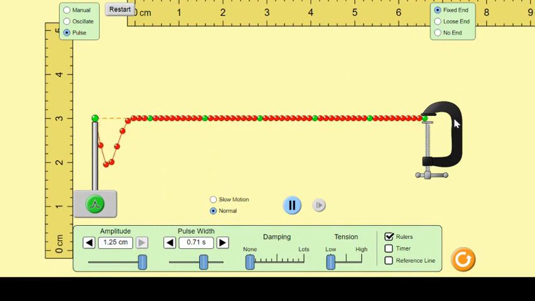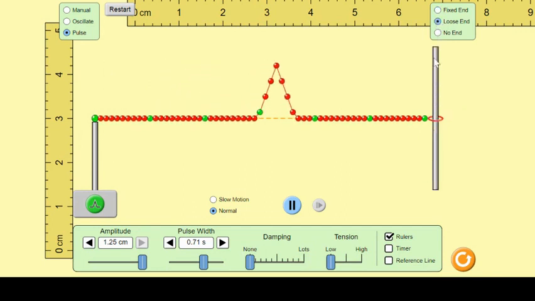What would happen if this end on the right was not fixed, but it was allowed to move up and down? Well, then what we're going to have happen is that the momentum is actually going to cause the end of the string or this wave to move up with it. So the momentum is transferred into the end.